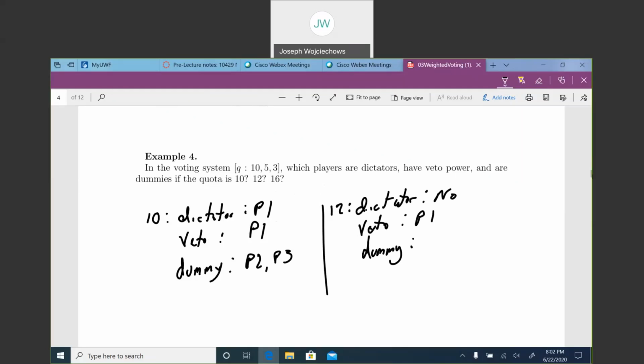Now, how about a dummy? Well, we know player 1 is necessary. Now, if player 1 and player 2 vote for it, it passes. If player 1 and player 3 vote for it, it passes. So there are no dummies in this case. Player 1 cannot do it by himself, but needs either player 2 or player 3. Therefore, it does matter how they vote.